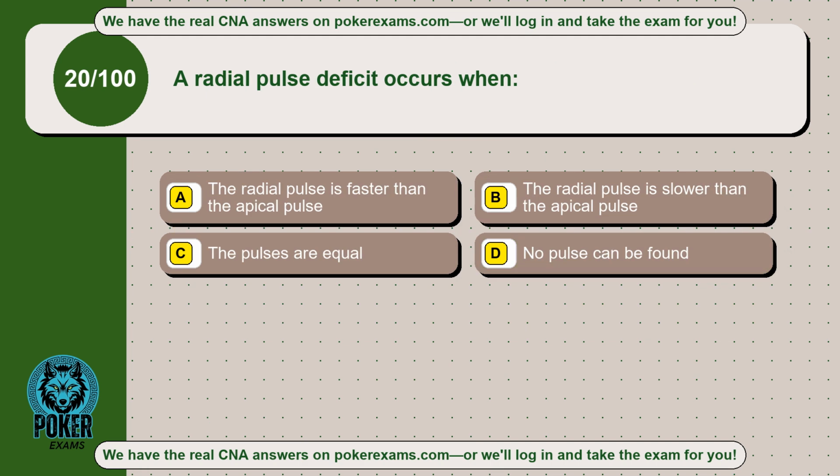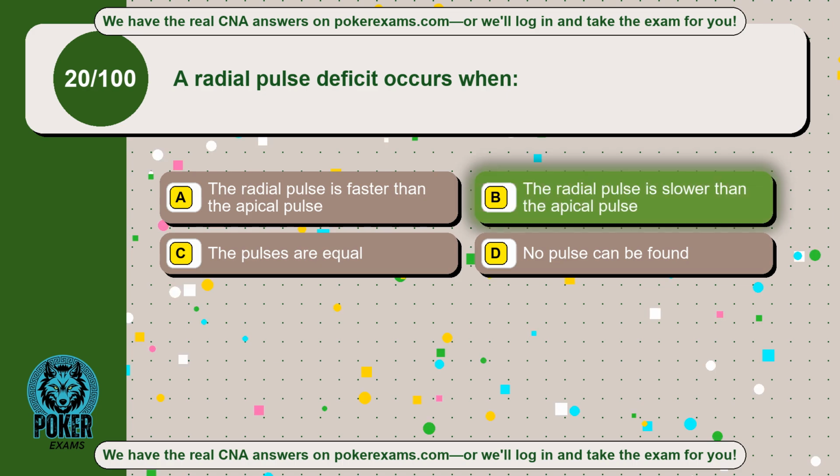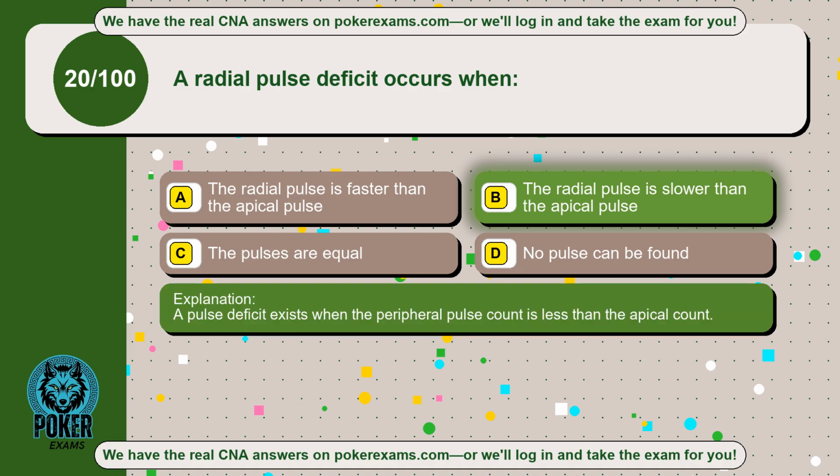Question 20. A radial pulse deficit occurs when: Option A, the radial pulse is faster than the apical pulse. Option B, the radial pulse is slower than the apical pulse. Option C, the pulses are equal. Option D, no pulse can be found. The correct answer is option B, the radial pulse is slower than the apical pulse. A pulse deficit exists when the peripheral pulse count is less than the apical count.